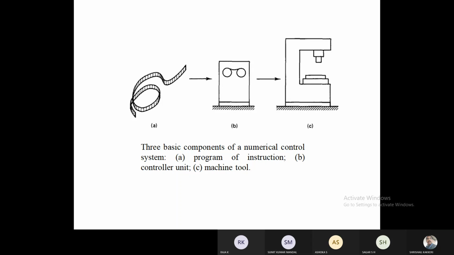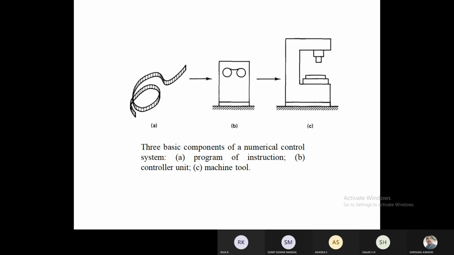In the tape, punched tape will be there. You have seen the knitting machine and the weaving machine, I think. In a similar way, so many holes will be punched into this. This will be recognizing the coordinate movement of the tools. Coordinate movement of the tool will be controlled by these. So please understand the program of instruction.